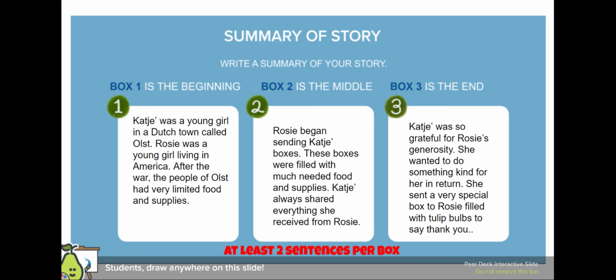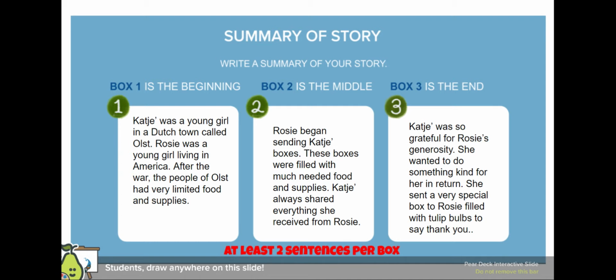Rosie began sending Katja boxes. These boxes were filled with much needed food and supplies. Katja always shared everything she received from Rosie. So if you read the story, you remember how Rosie sent box after box after box filled with sugar and socks and soap and chocolate, right?